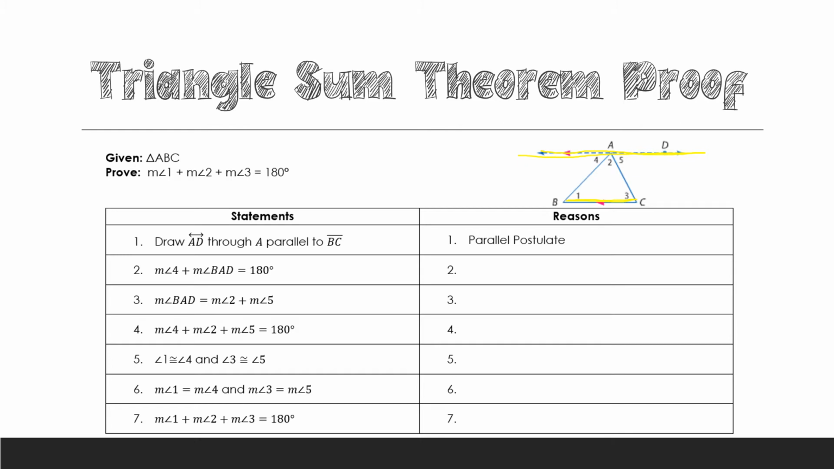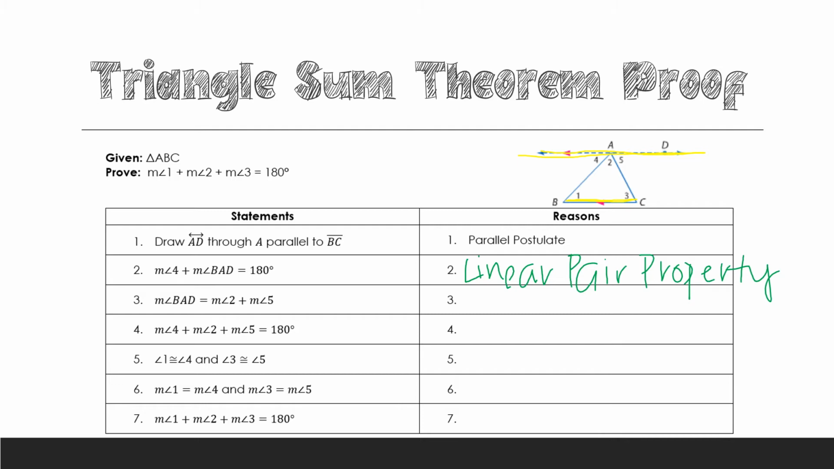So I'm going to start by saying that 4 plus BAD, which BAD is 2 and 5 together, is 180 degrees, and that's your linear pair property. And then my next statement is going to be that BAD is equivalent to the measure of angle 2 plus the measure of angle 5.